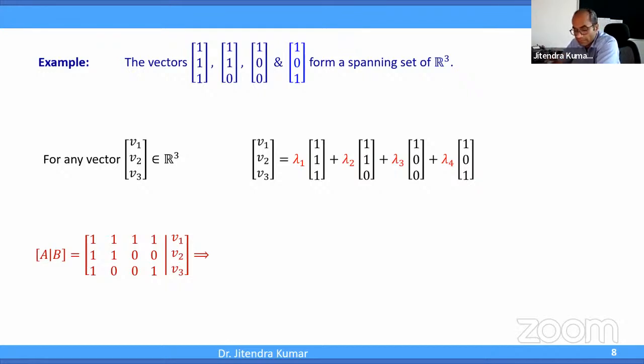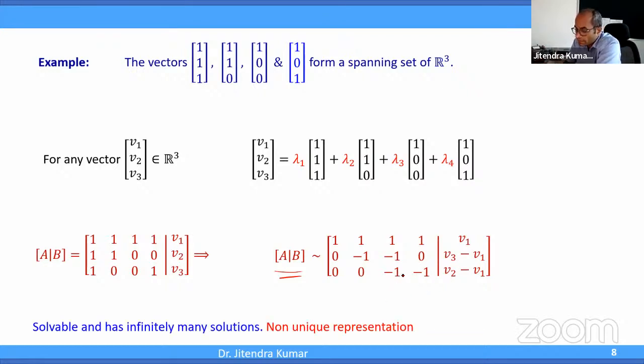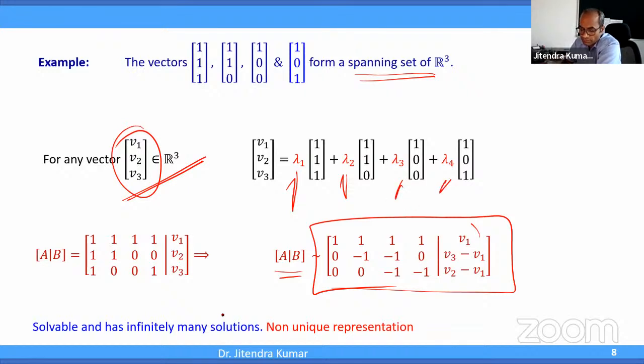This is written in matrix form, or augmented matrix form. As we know, Gauss elimination can be used here to put it into echelon form, and we can realize that indeed we have the solution for this system. Indeed, we have infinitely many solutions, and that's enough to say spanning set. That means for any general vector v1, v2, v3 we have taken, we found that we can get the lambdas, which shows that there are infinitely many possibilities of these linear combinations to produce any vector.